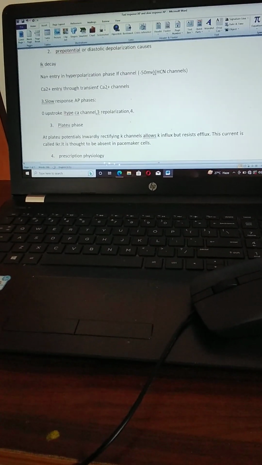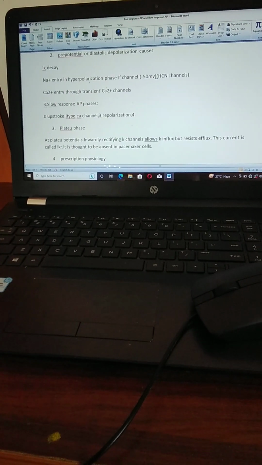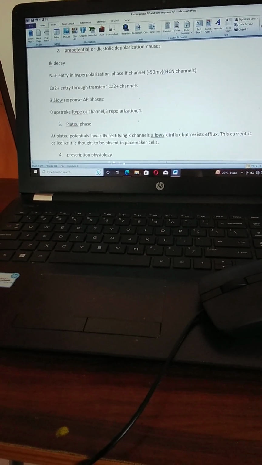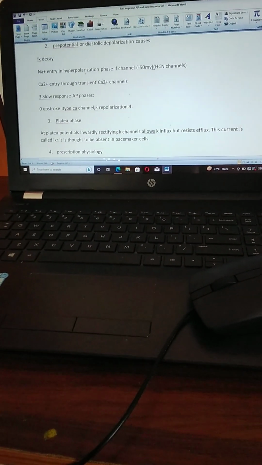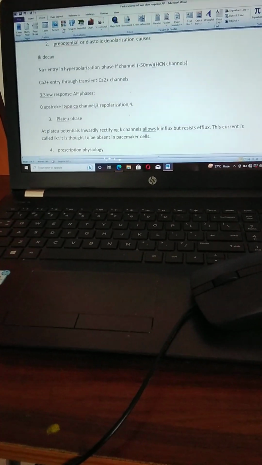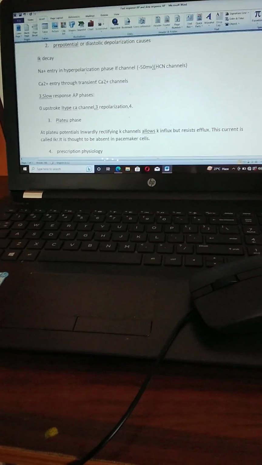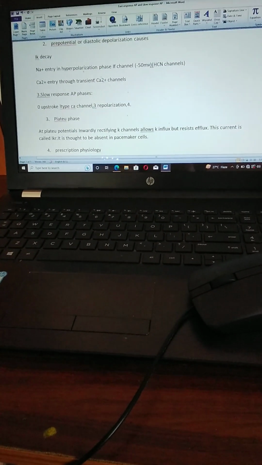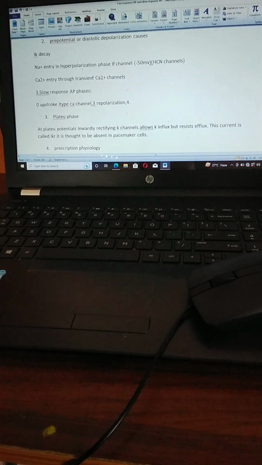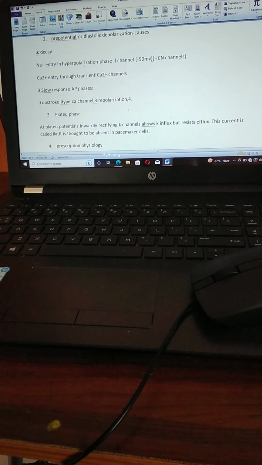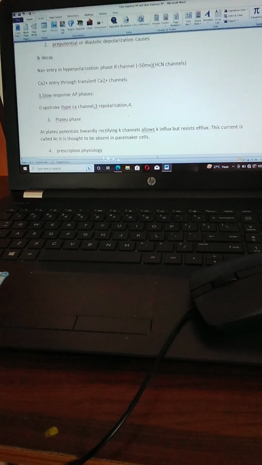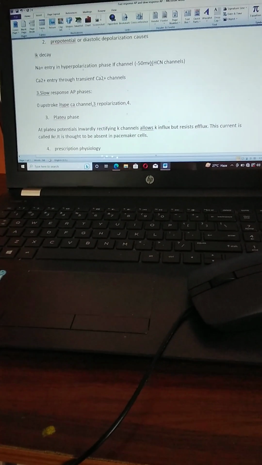Why is the plateau phase absent here? Because at plateau potentials, inwardly rectifying potassium channels allow potassium influx but resist efflux normally. This current is called IKR. It is thought to be absent in pacemaker cells. So in the pacemaker cell, the inward rectifying potassium channels which prolong the plateau phase are not present.